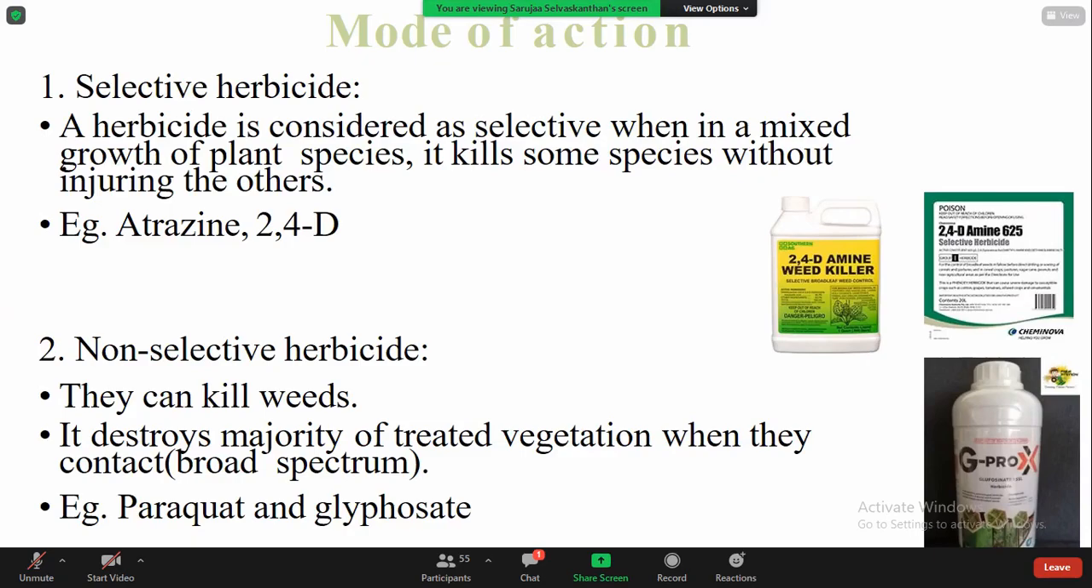Non-selective means they can kill the weeds totally. They destroy the majority of the treated vegetation. Here the examples are paraquat and glyphosate. These are the examples for non-selective. You must remember one example for each.